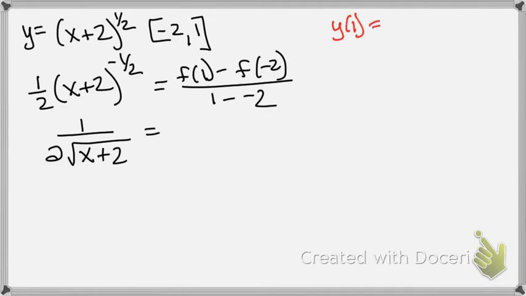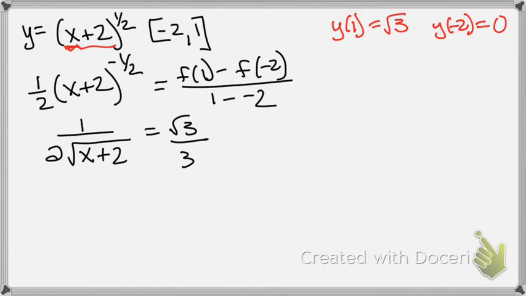Plugging in a 1 over here, I get 1 plus 2, which is 3, and it's the square root of 3. Okay. Plugging in -2 right here, I'd get -2 plus 2, which is 0, and square root of 0 is still 0. Plugging that back into my equation, f of 1 was the square root of 3 minus 0. And on the bottom, 1 minus -2 is 3.